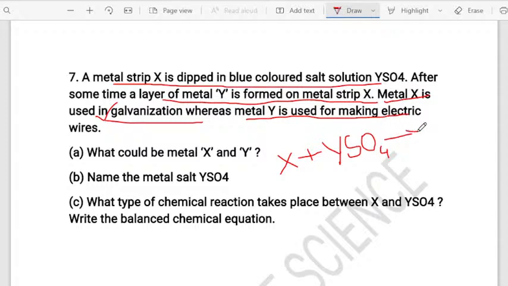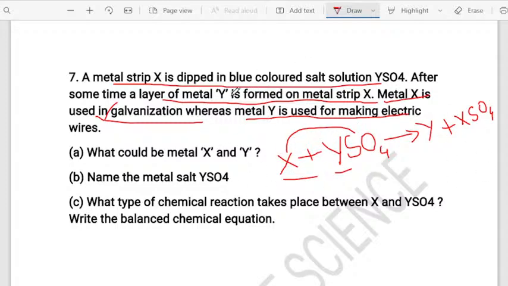ಸೊ ಏನಾಗ್ತಾ ಇದೆ ಈಗ ಇಲ್ಲಿ, layer of metal Y is formed. ನೋಡಿ X ಏನಾಗ್ತಾ ಇದೆ, X is combining with SO4, Y ಡಿಸ್ಪ್ಲೇಸ್ ಆಗ್ತಾ ಇದೆ. ಸೊ Y ಅನ್ನೋ ಮೆಟಲ್ ಫಾರ್ಮೇಶನ್ ಆಗ್ತಾ ಇದೆ, ಅಕ್ಯುಮುಲೇಟ್ ಆಗ್ತಾ ಇದೆ, X ಅನ್ನೋ ಒಂದು ಸ್ಟ್ರಿಪ್ ಮೇಲೆ. ಅಂಡ್ ಇಲ್ಲಿ ನೋಡಿ, metal X is used in the galvanization ಅಂತ ಹೇಳಿದ್ದಾರೆ. And metal Y is used to make the electric wires. ಆನ್ಸರ್ ಏನ್ ಬರ್ಬೋದು ಈಗ, X plus SO4 ಅಂತೂ ಇಲ್ಲಿ ಬರುತ್ತೆ. ಓಕೆನಾ, ನೋಡ್ಕೊಳ್ಳಿ ಏನಾಗಿರ್ಬೋದು. ಬಹಳಷ್ಟು ಹಿಂಟ್ ಕೊಟ್ಟಿದ್ದಾರೆ ಈ ಕ್ವಶನ್ ಅಲ್ಲಿ.